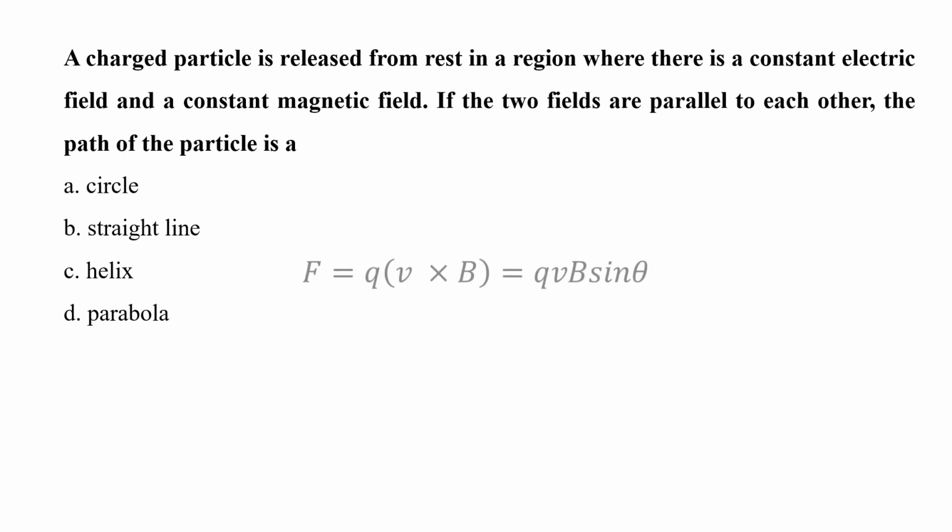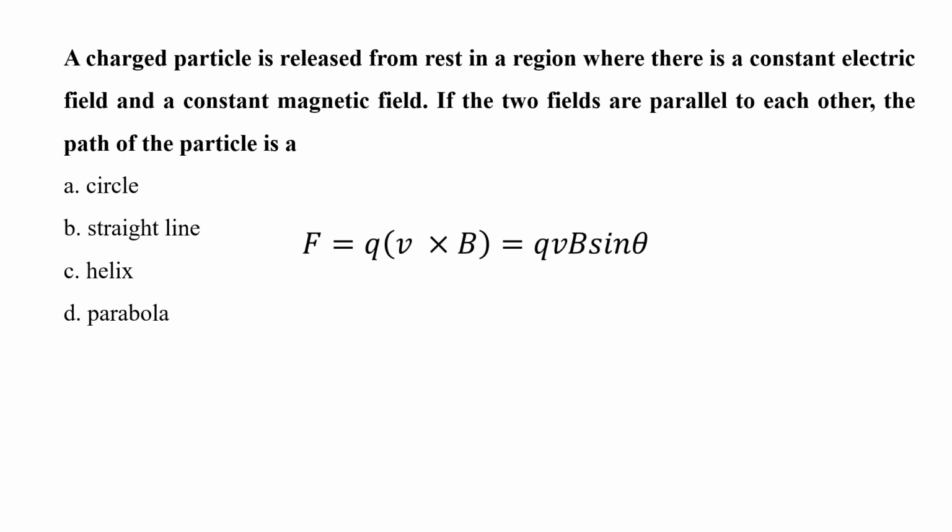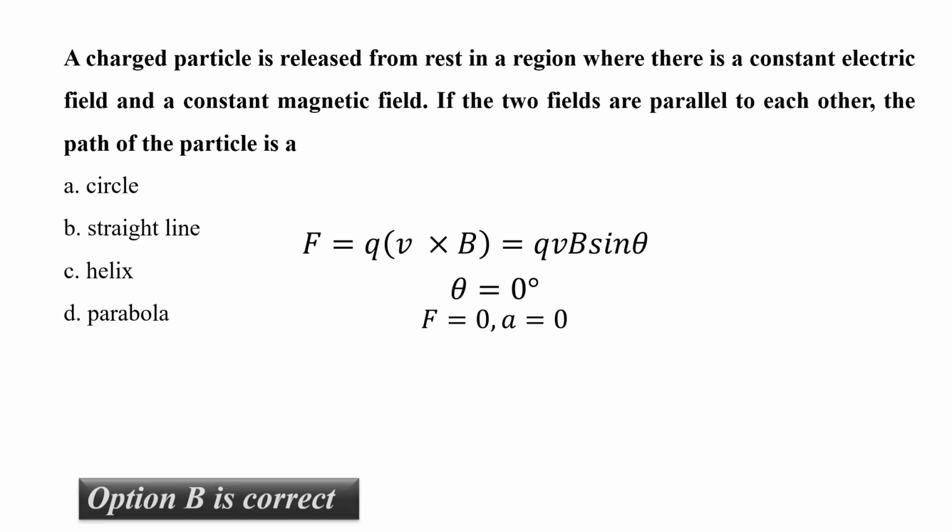Now, we know that in motion of a charge in a magnetic field, the force F is given by q into v cross B, that is qvB sin theta. Here in the question, the electric field and magnetic field are parallel to each other, so theta is equal to 0 degrees. So the value of force and acceleration will be 0. So the particle moves undeviated and unaccelerated, and the path of the particle is a simple straight line. So the correct option is B.